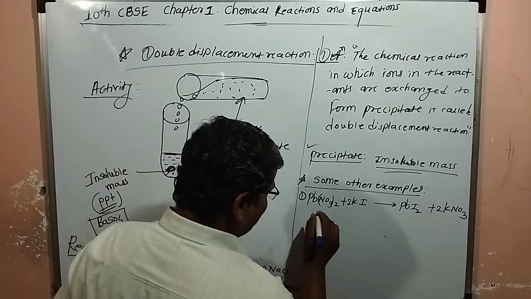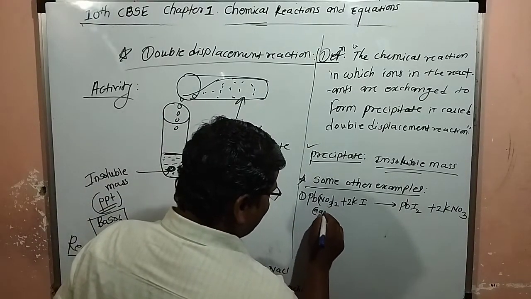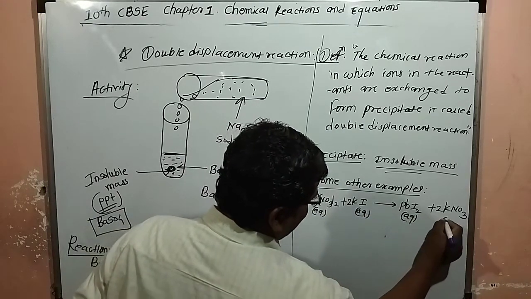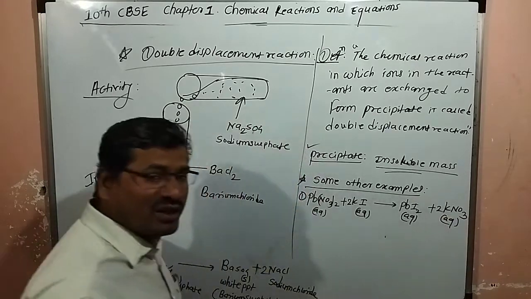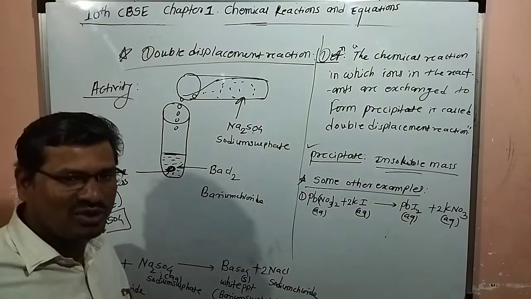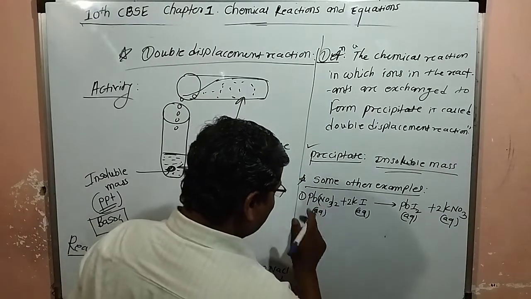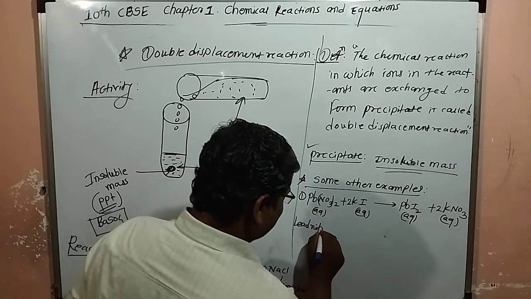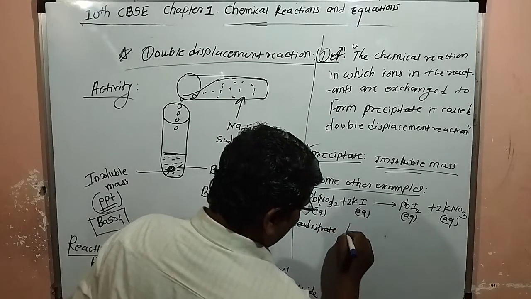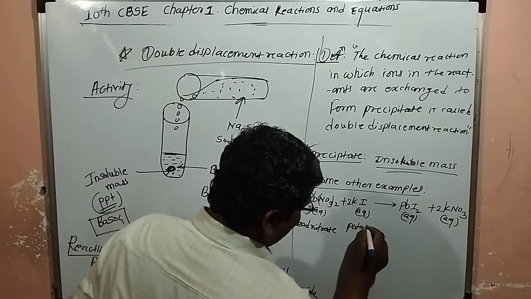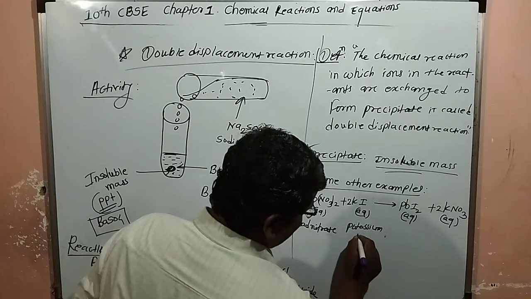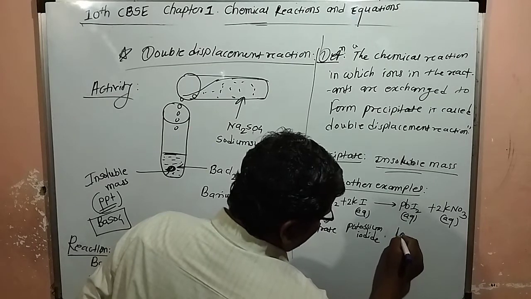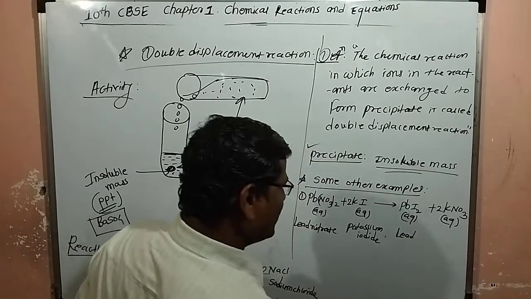Now the names of the reactants. These are aqueous, this one is also aqueous, and this one is also aqueous. What is meant by aqueous? Solution in water. The name of this one is lead nitrate, this is potassium iodide, and here the name is lead iodide.